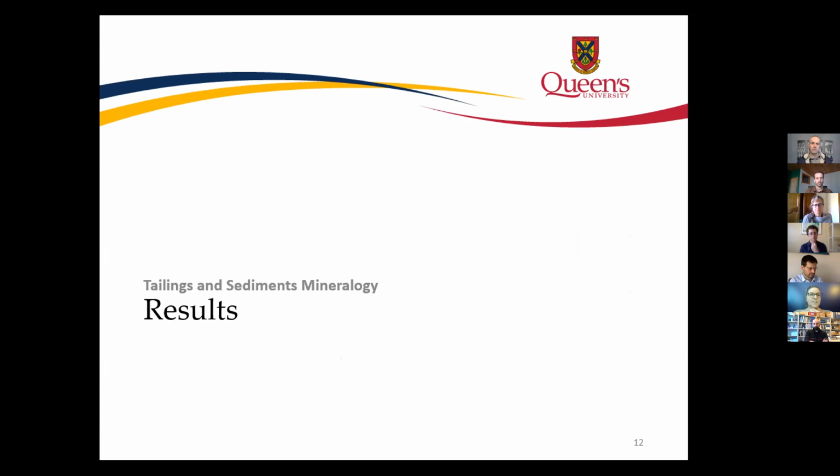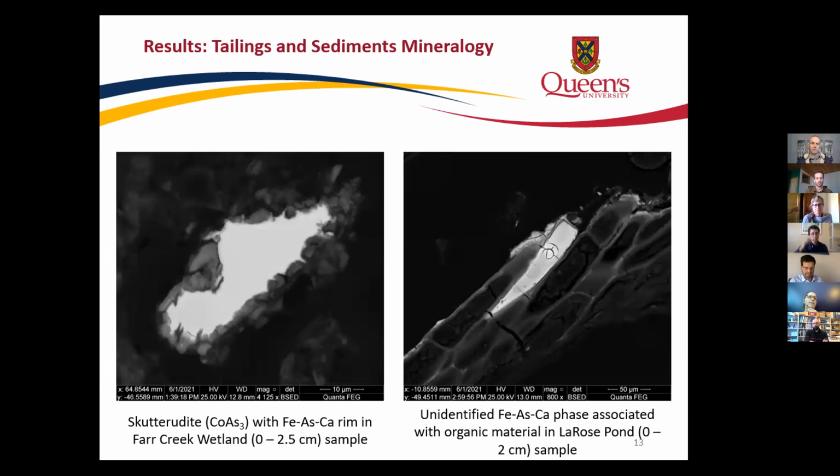Okay, so I wanted to touch quickly on some of the mineralogy work I've done so far. So far, I've only looked at these samples from 2019, but what I found is that cobalt is mostly hosted in primary ore minerals. And you can see on the left here, this skutterudite grain, which is surrounded by an oxidized iron, arsenic, and calcium rim. This oxidized iron, arsenic, calcium phase is important.